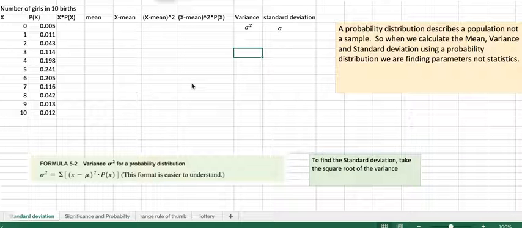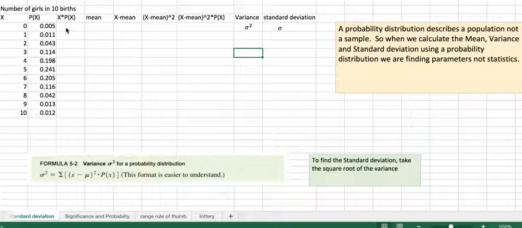All right, so I'm going to demonstrate finding the standard deviation for a probability distribution. This is a probability distribution of the number of girls in 10 births, a discrete probability where the random variable takes on the numbers 0 through 10, and these are the probabilities. And so we're going to do this one step at a time.